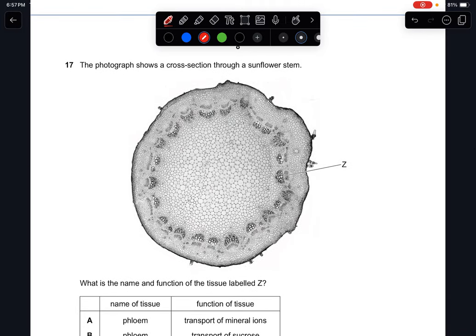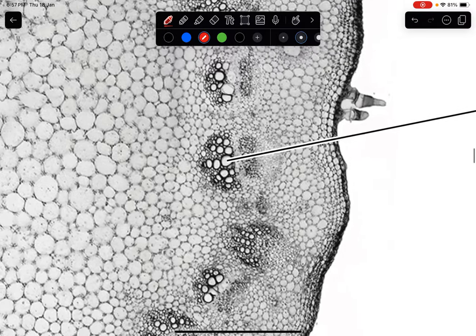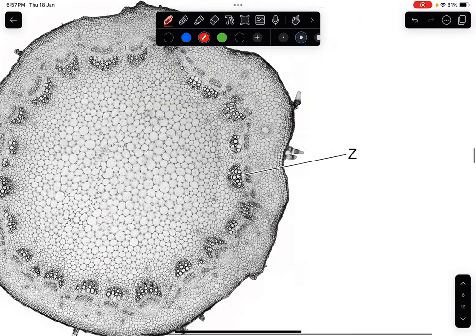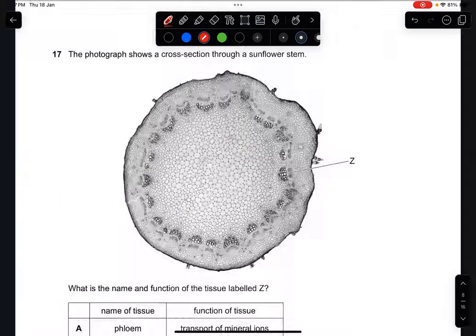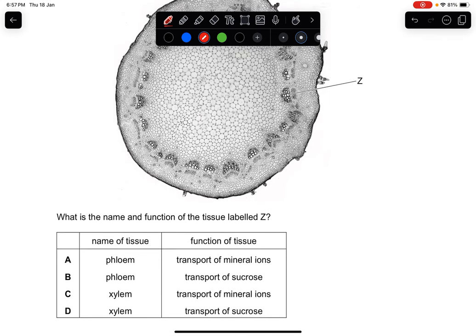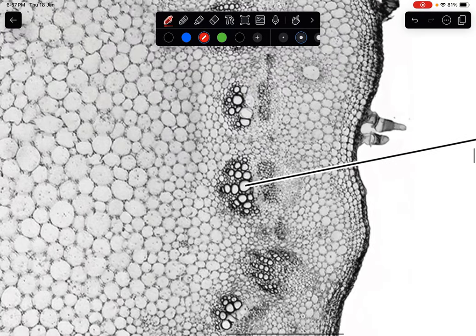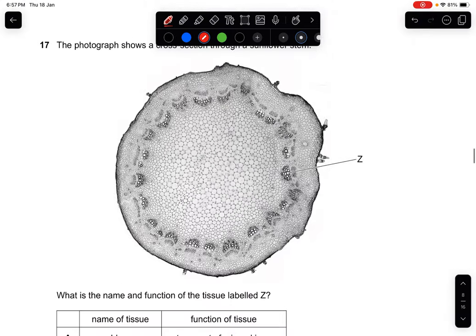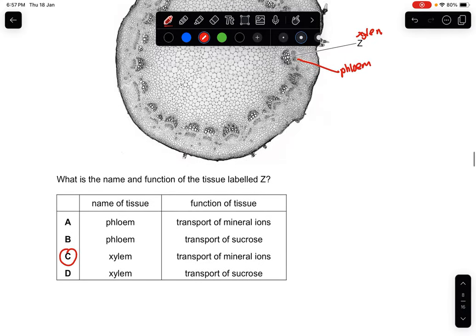Question 17. The photograph shows a cross section through a sunflower stem. They are identifying the tissue name. What is this they are pointing to? What they are pointing to here is actually the xylem. The xylem transports mineral ions. Of course, the largest one will be the xylem, and the surrounding one will be the phloem. It's important that you must know how to identify them. Xylem at the top, sorry, and phloem at the bottom. This is the phloem. My bad. So the answer is C.